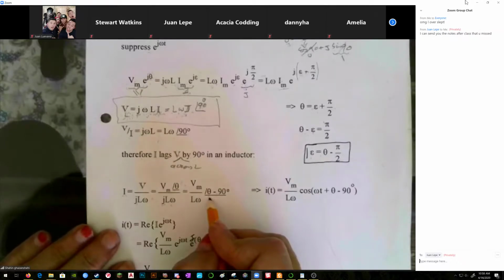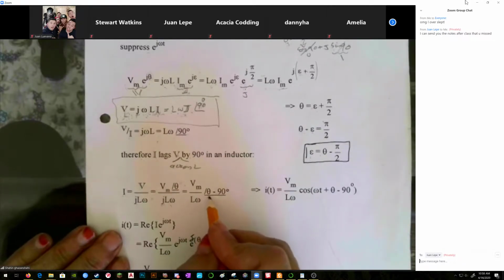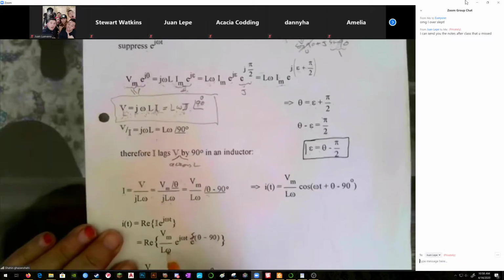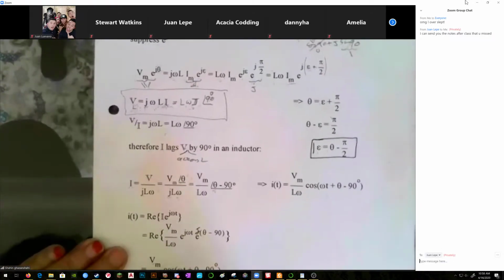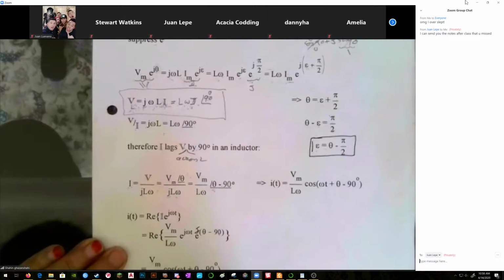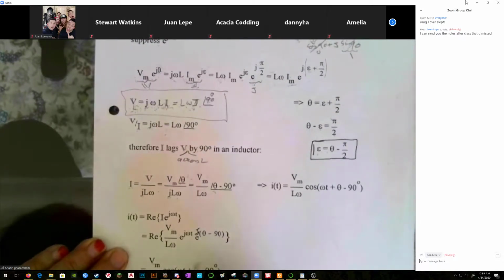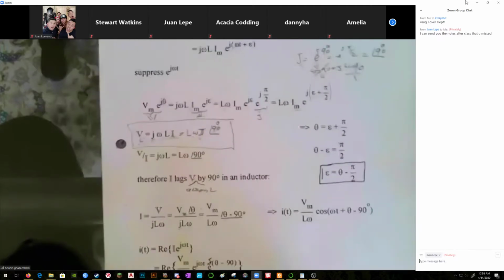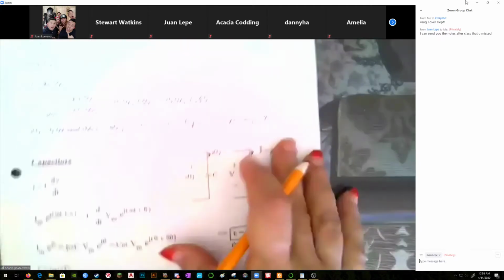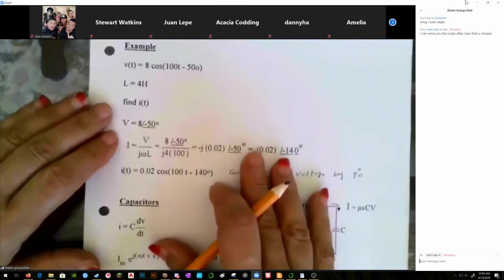What is my real current? The real part of this. So you write the real part of Vm over L omega exponential, so you write Vm over L omega cosine of omega t minus 90. This is the angle, so I can do it numerically. If you don't have any question, let's just show with an example what you're going to do.